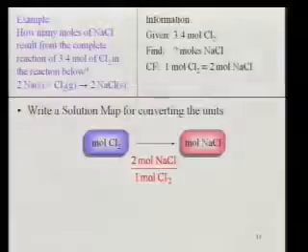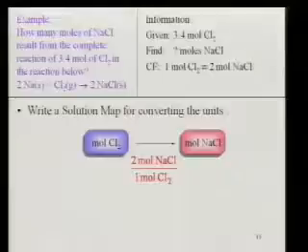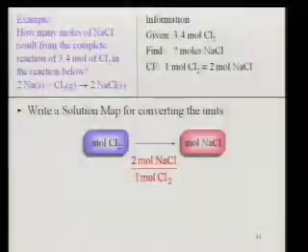They come from the coefficients, because that tells me how many of each thing I have. Okay? Not the little numbers. The little numbers tell me how many atoms are stuck together to make that molecule. It doesn't tell me how many of those molecules are present. Okay? Only the big numbers.